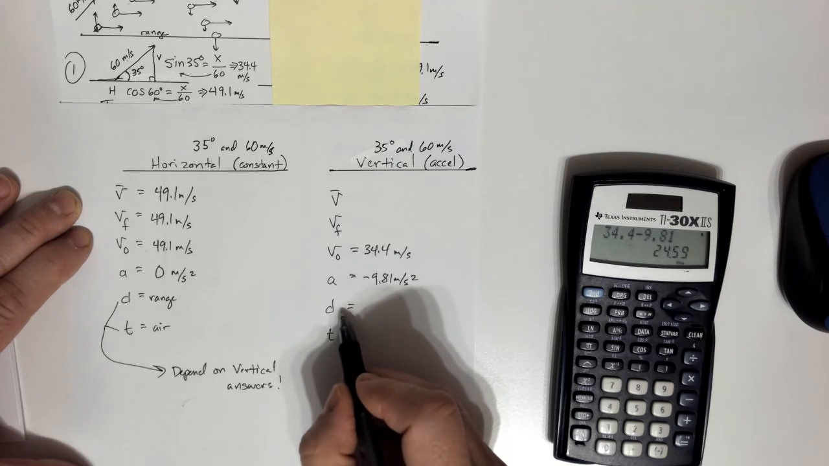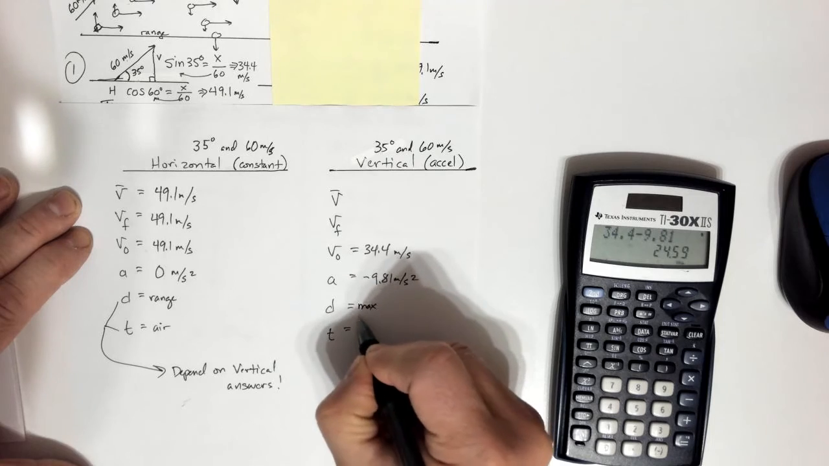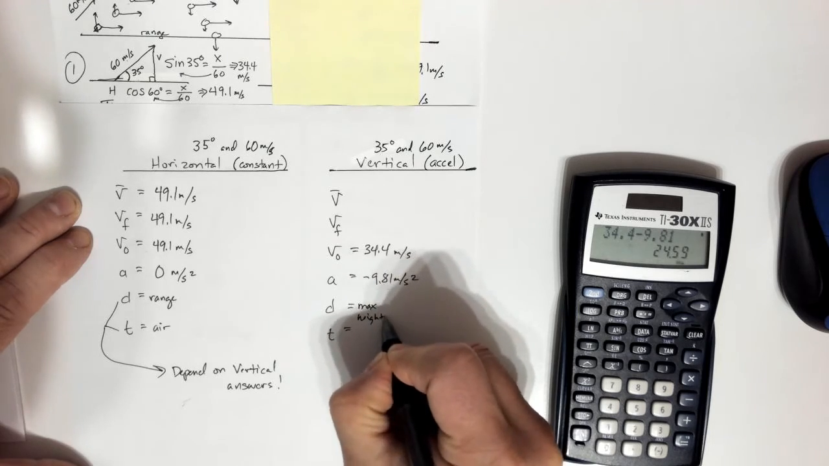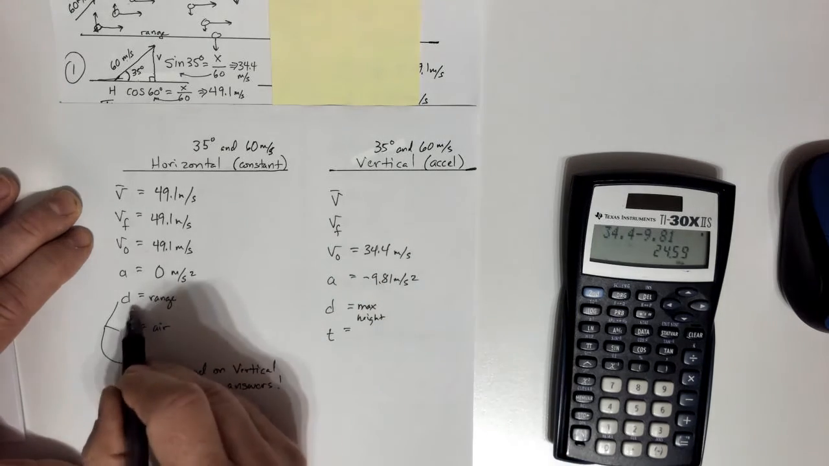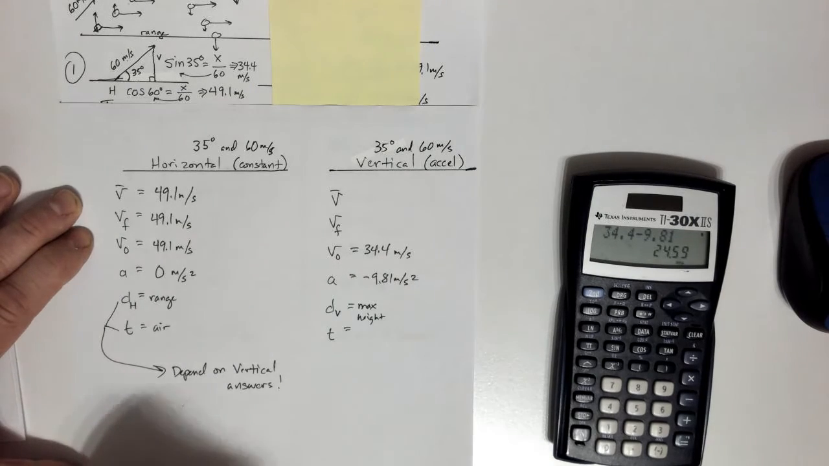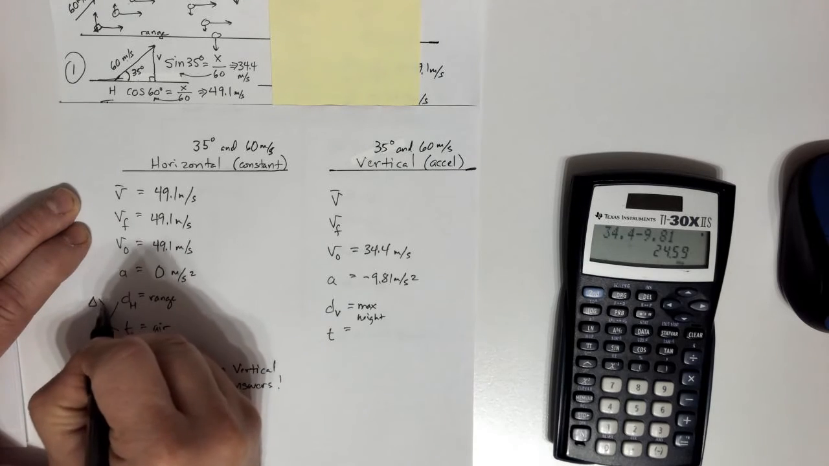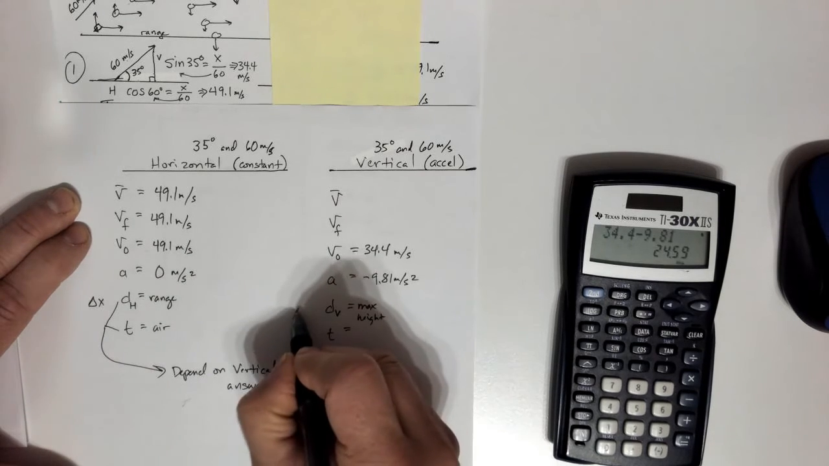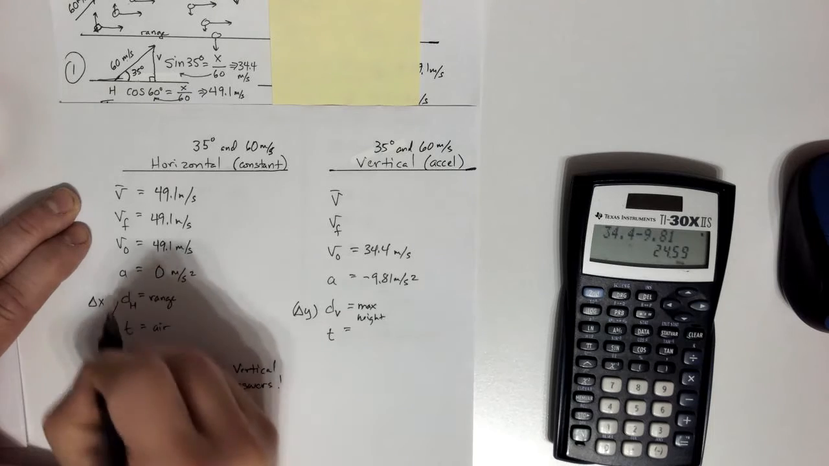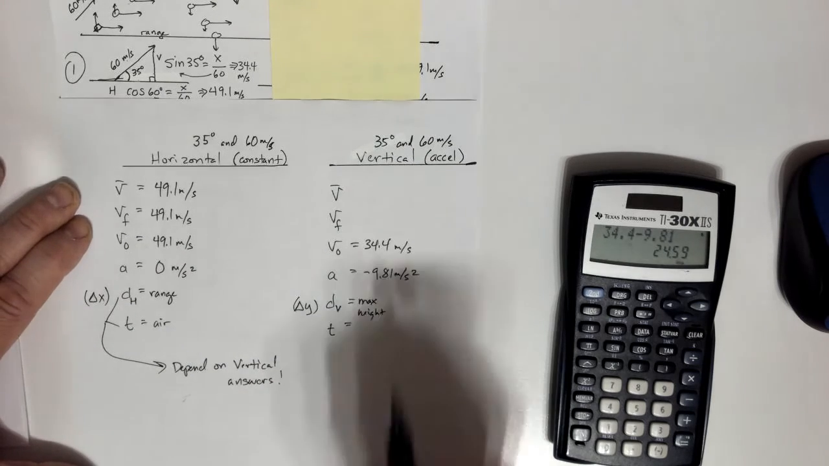Okay, if I want to find here, this one will not be the range. Since I'm dealing vertically, this will be the maximum height that it reaches. Okay, so this distance and this distance, this is a horizontal one and this is a vertical one. In physics, this will be a delta x because it's horizontal. This will be a delta y. I just want to point that out.